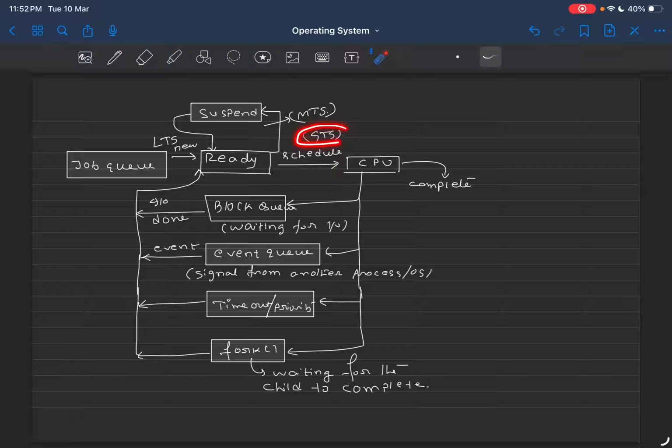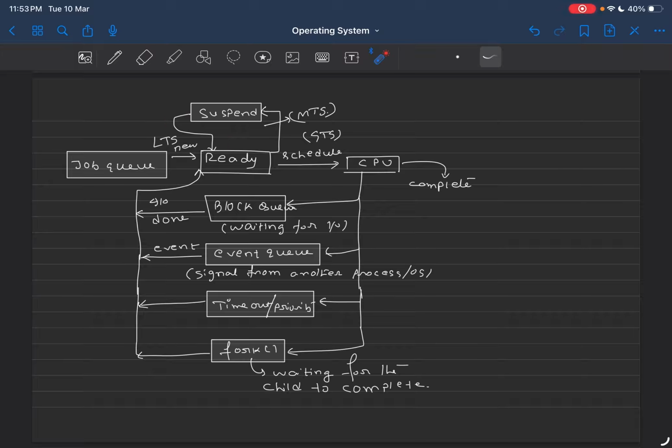Then the short term scheduler comes, takes one process from the ready queue and puts it into CPU execution. And here, there is something called the medium term scheduler, which I already explained. What it does is take processes from the ready queue and put them into this suspended queue, and from the suspended queue these processes are again put back into the ready queue.